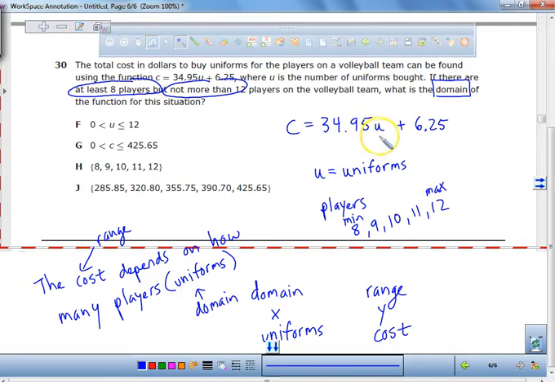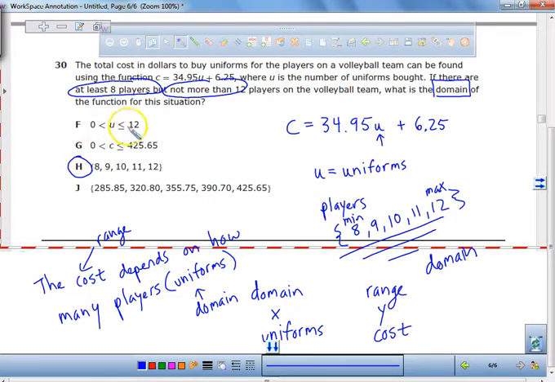All right? What numbers can you plug in for u? What numbers? 8, 9, 10, 11, 12. This right here, everybody, even though it's written slanted, okay? I know it's not perfect, it's okay. But this right here, that represents your domain. That's why the answer is H.